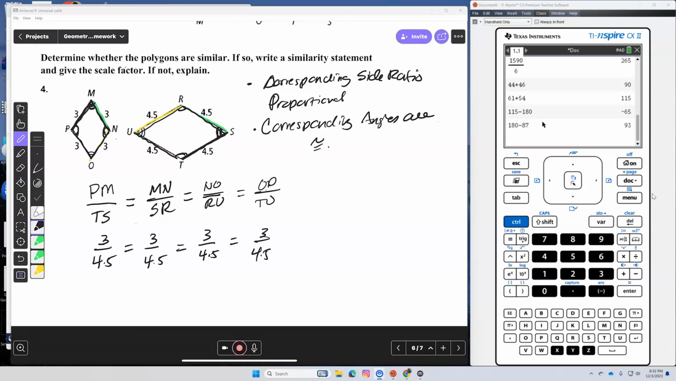And we're going to make a statement. So we have P, M, N, O. So P corresponds with R. M corresponds with S. And N corresponds with T. And then you have U. And we're going to say this is similar.